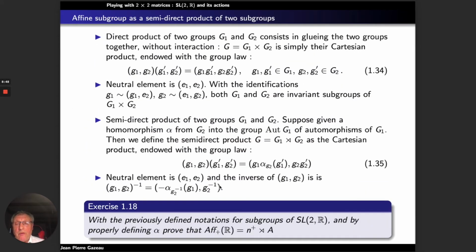So, with the previously defined notation for subgroups of SL2R, and by properly defining alpha, prove that the affine group of the real line is just given as the semi-direct product of the subgroup N plus, here it should be a capital N plus, with the diagonal subgroup capital A. Here we should put capital N plus.